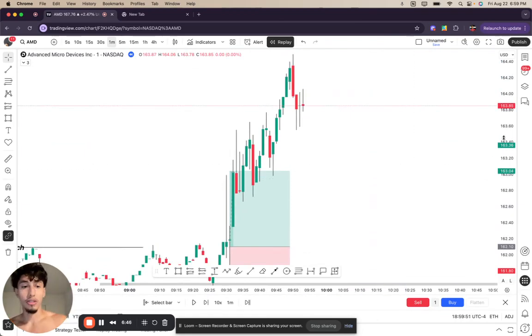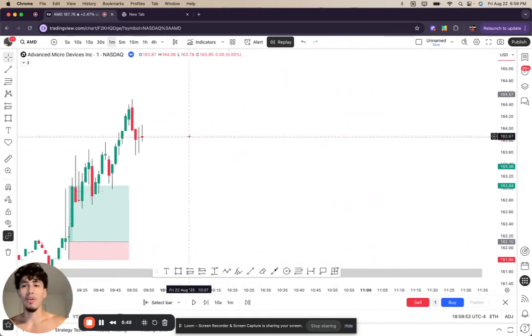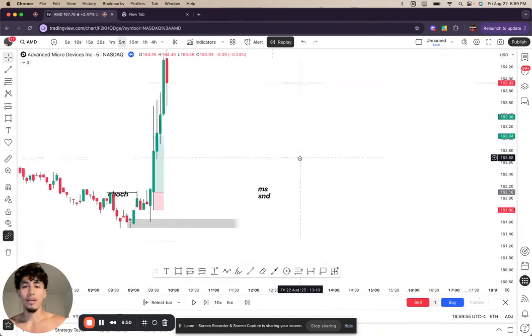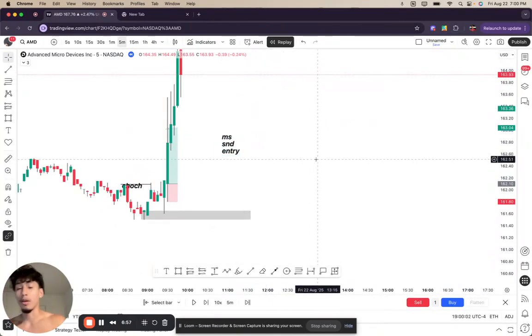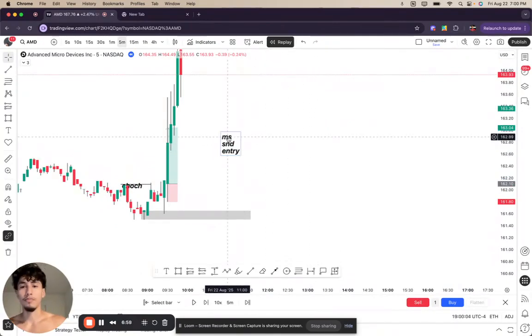Market structure. Okay. Where's it at? I don't want to go all the way over here. Let's see. It's the same thing, right? That I go over in every single video. If you haven't watched any of my videos, go watch them. But market structure, supply and demand, and entry, it is the same thing every single time.